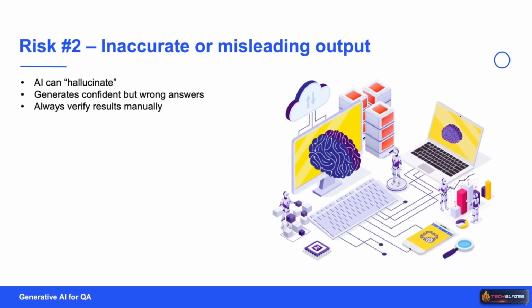Another big risk is inaccuracy. Sometimes AI just makes things up. We call that hallucination. You might ask for an API test example, and it gives you a perfect looking request, but with a wrong endpoint or invalid JSON. It looks good, it sounds smart, but it's wrong. So always double check the output before using it in your project. Use AI as a starting point, not as the final truth.